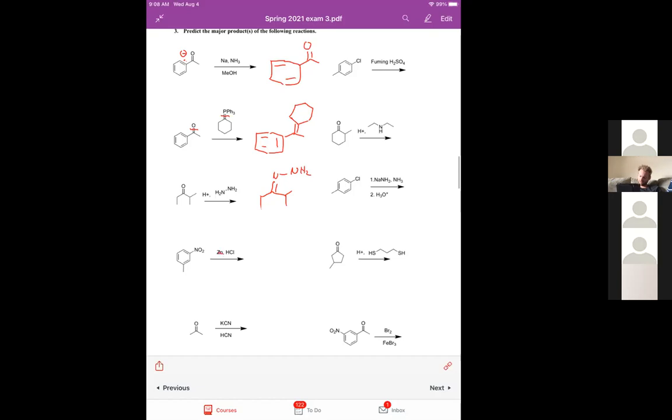All right. We didn't really do zinc HCl. We only really did iron, but they both do the same thing. It's going to allow us to reduce this down to just an amine here.